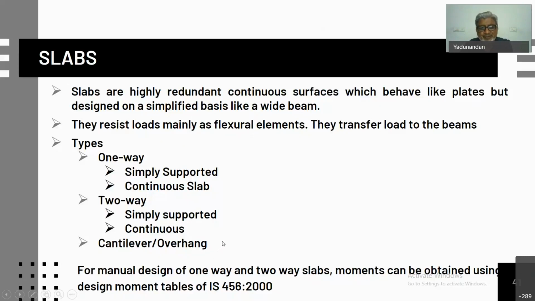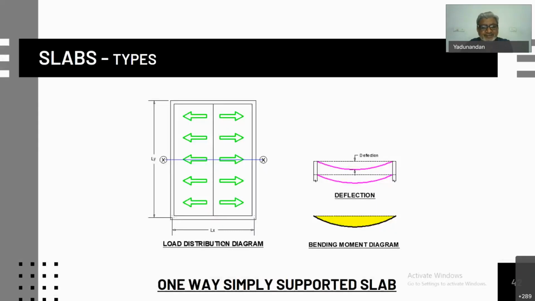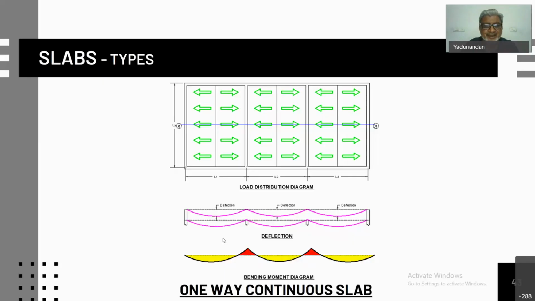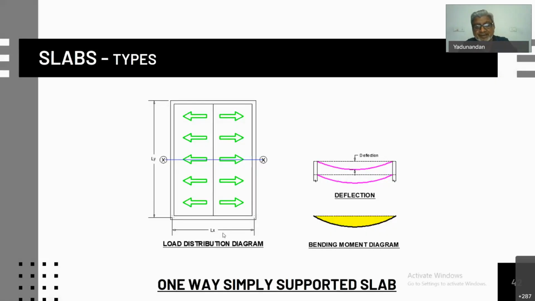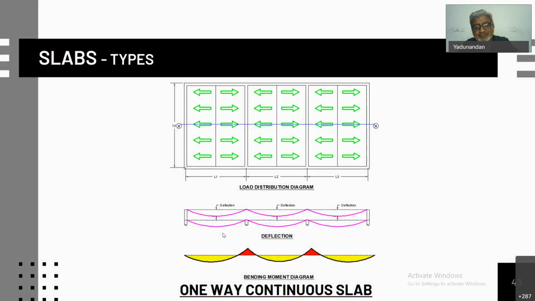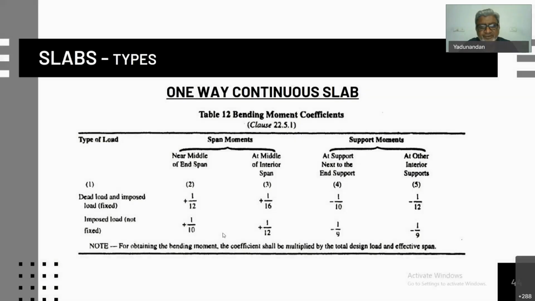For manual designs of one-way and two-way slabs, moments can be obtained using the design moment tables of IS 456, and you see how we've just given a list showing the moment diagrams and the load action of one-way slabs, how the load is transferred to the side beams, how the deflection occurs. Bending moment diagram there for the one-way slab. For the one-way continuous slabs, you see the maximum moment compared to the simply supported beam is reduced. The total moment is still the same, but some moment goes to the top sections, and support portions are in tension. The support sections also share the resistance and therefore have negative moments there, and load is transferred the same way as the one-way slabs, but moments are taken by the support points also.